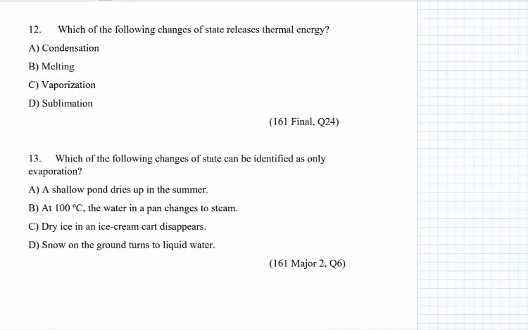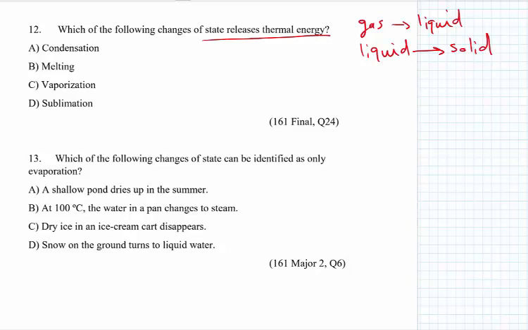Which of the following changes of state releases thermal energy? To release thermal energy, you need to go either from gas into liquid, which is the condensation, or from the liquid into solid, which is the freezing. In those two cases, the thermal energy is released. So I would say the condensation. Because melting needs energy, vaporization needs energy, sublimation needs energy.